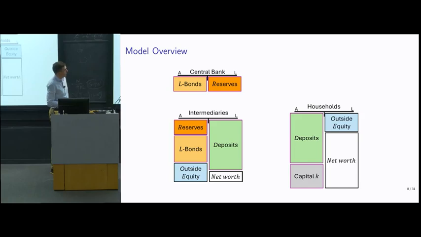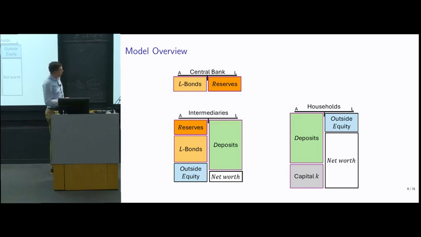They hold the safe deposits that are issued by the intermediaries. They have some of their own net worth, and part of this risk that sits in their capital, they can offload through issuing outside equity. So the outside equity appears on the liability side.